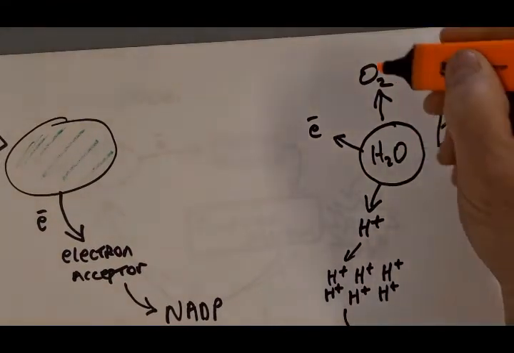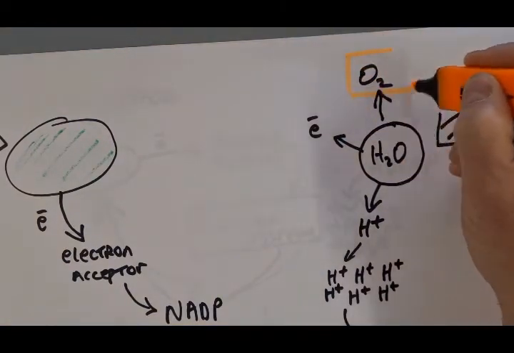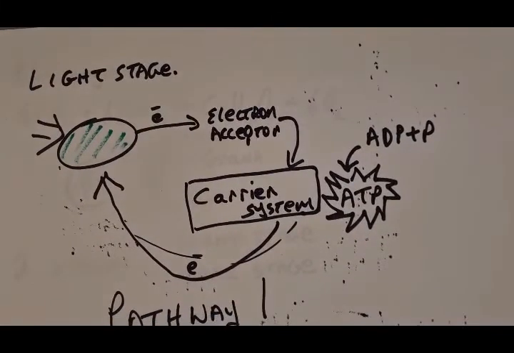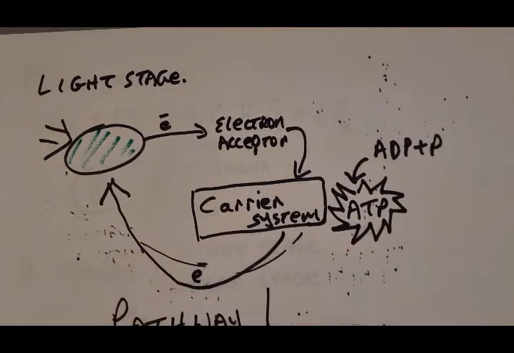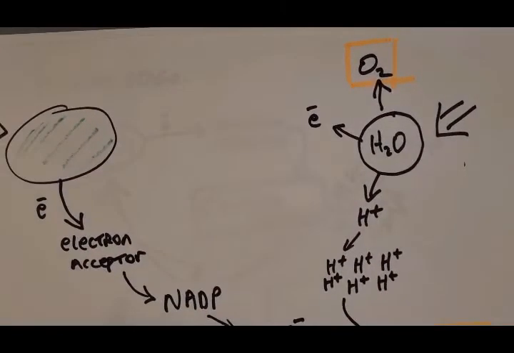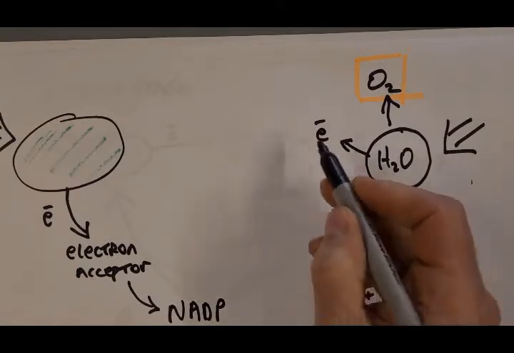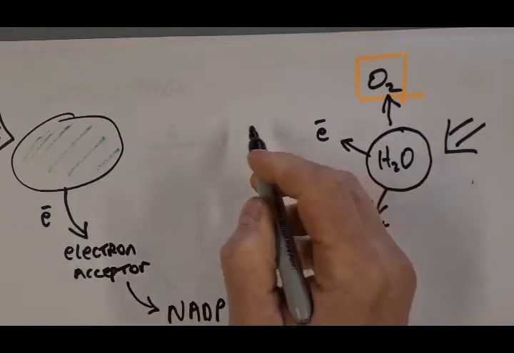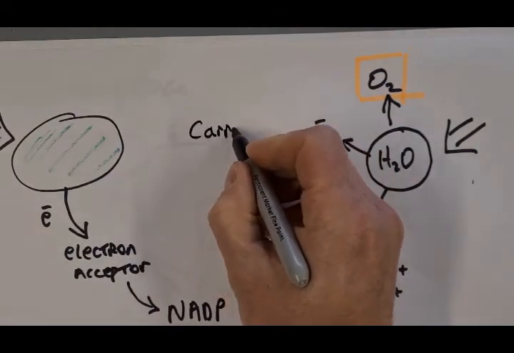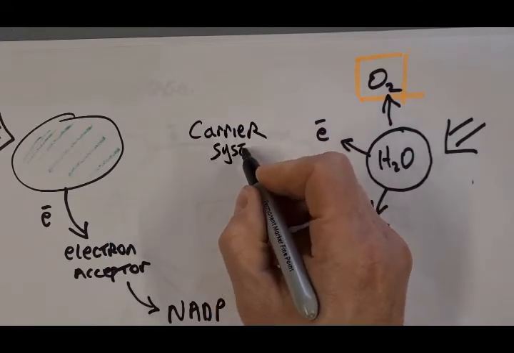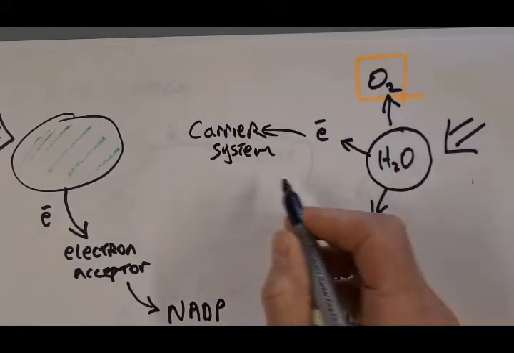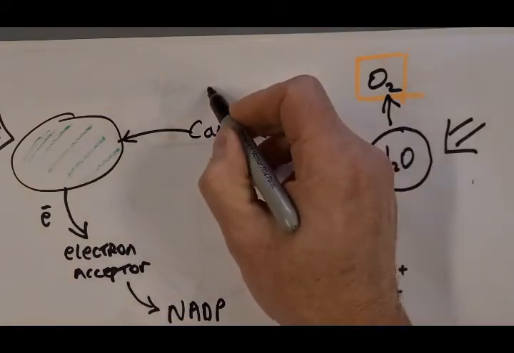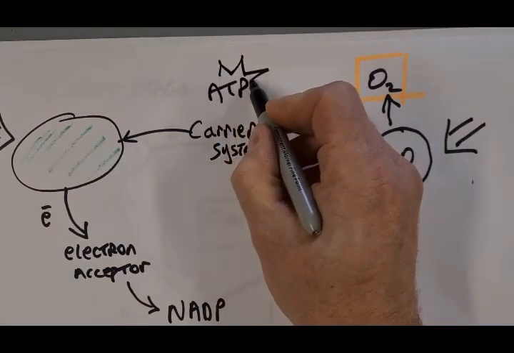Another product of the light stage, I have it up here, is oxygen. Okay, and remember from this picture, we have some ATP is made. ATP is also made in this stage by this electron. The electron travels back to chlorophyll, and along the way it's going to pass through a carrier system. On its way through the carrier system, ATP is made. So we can draw it out here. This is the ATP being made.